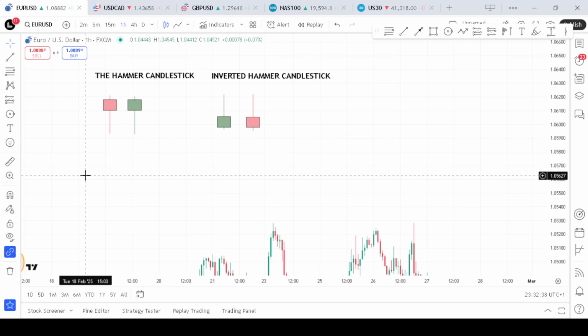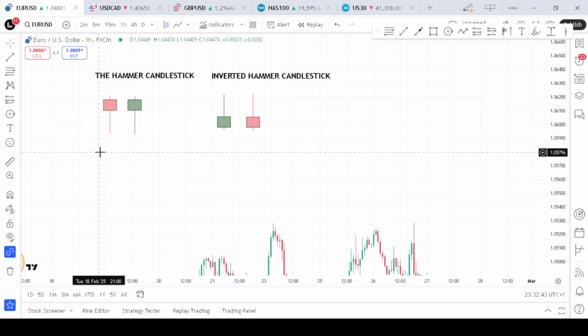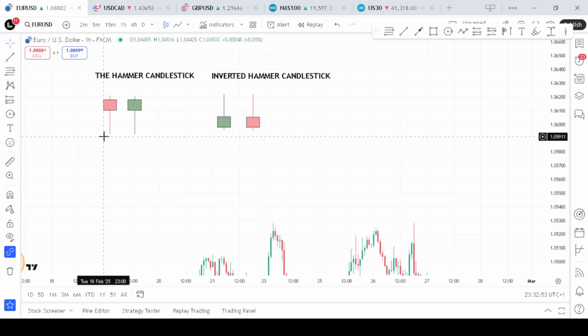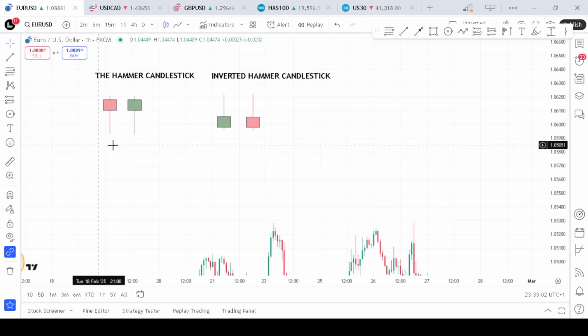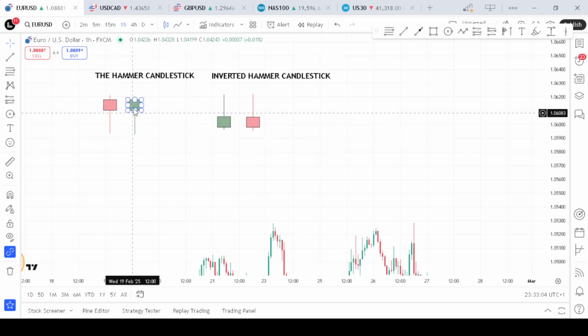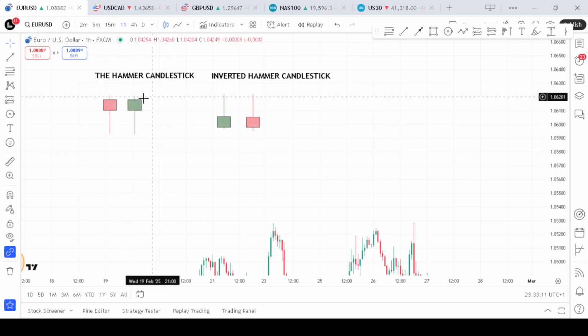The significance of the hammer lies in its ability to show buyers' strength. During the session, sellers push price lower, but buyers step in and push price back up near the opening level. As you can see, this is what it indicates. It also indicates that buyers are starting to gain control, which may lead to a potential reversal. So this is typically the hammer candlestick pattern.